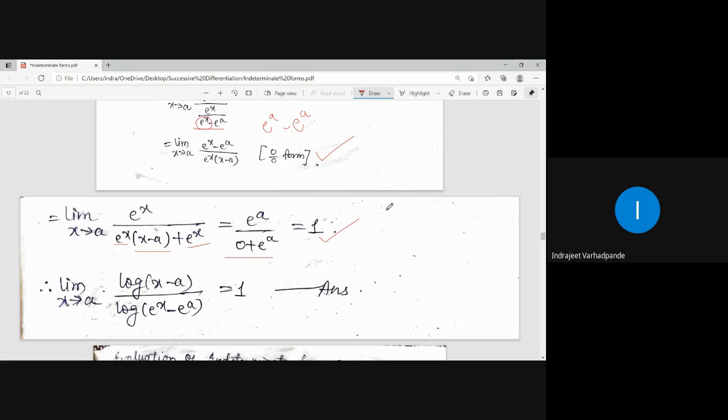I hope evaluation of limits is very simple for all, as you are all well aware of. No difficulty. Got the answer? Yes, sir. Can we move ahead? Sir, wait a minute.